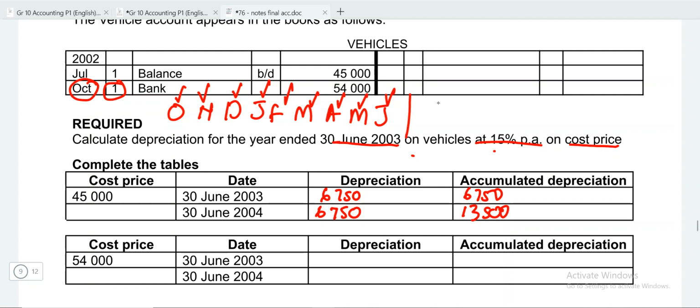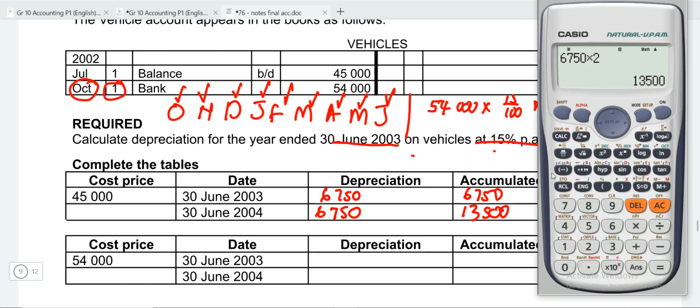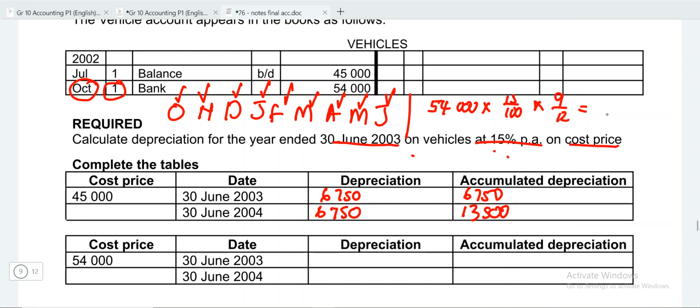So when we calculate that depreciation for the first year, we're going to say 54,000 multiplied by 15 divided by 100, and then multiply by 9 divided by 12, and it's going to give us the depreciation for the first year. So if we say 54,000 multiply by 15 divide by 100, and then multiply by 9 divide by 12, it is giving us 6,075. So meaning that depreciation for the first year was 6,075. So that 6,075 will come here. Accumulated will be the same, 6,075, because at the beginning this asset did not have any depreciation. So obviously whatever loss that it had in that first year will be the accumulated depreciation at the end.